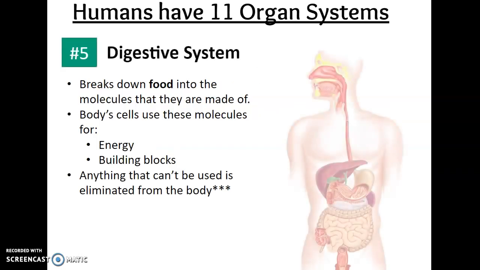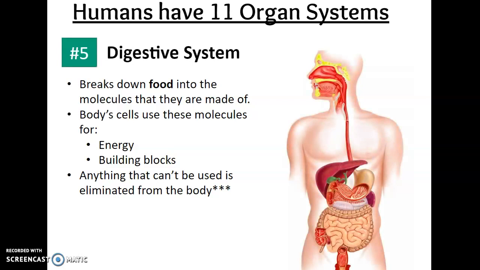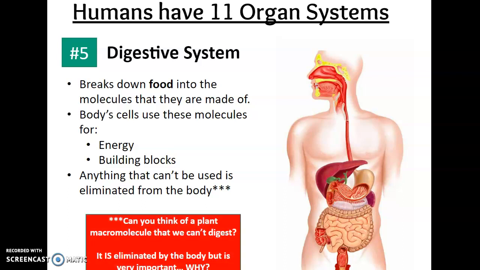The next one is the digestive system, and it breaks down food into the molecules that they are made of. So body cells use these molecules for energy. They're the building blocks of all things that we need in terms of cellular components. And anything that can't be used is eliminated from the body here. So can you think of a plant macromolecule that we can't digest?